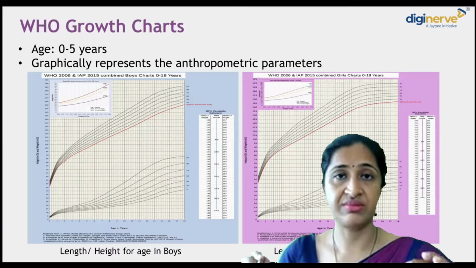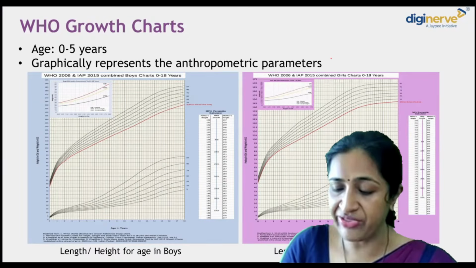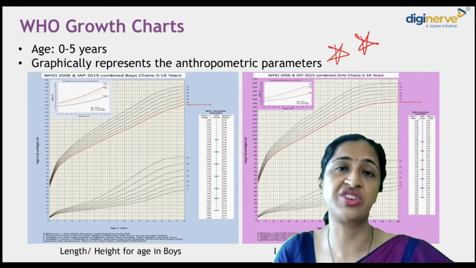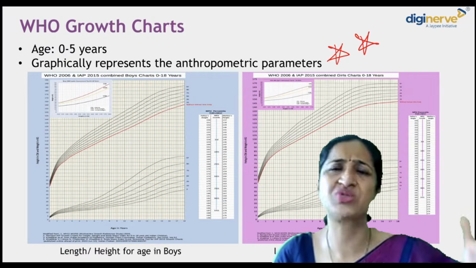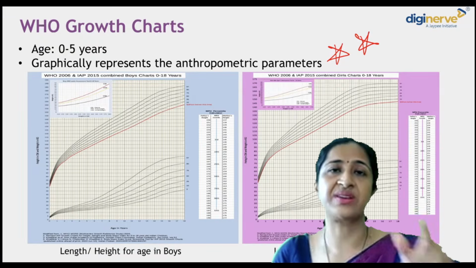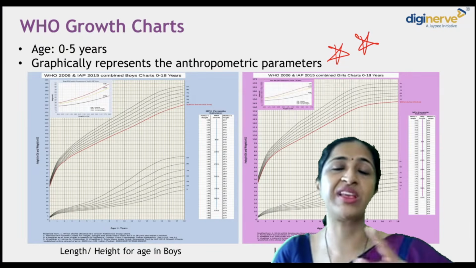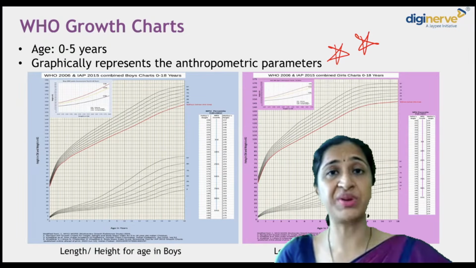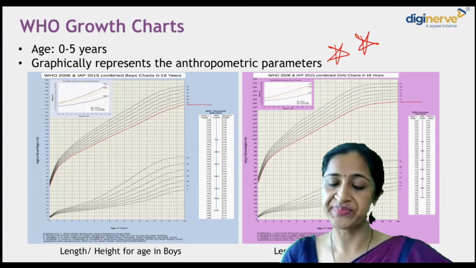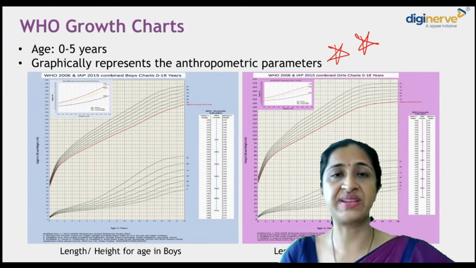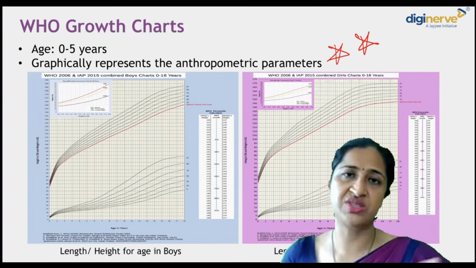Growth charts, what do they do? They graphically represent the anthropometric parameters. This was also a strange recall MCQ which I saw in a much older paper. The WHO growth charts represent Z-scores, and graphically represent anthropometric parameters like this. So it was a very simple question but just worded around English. Only till 5 years of age, and they graphically represent the anthropometric parameters. You have the girls, you have the boys charts.